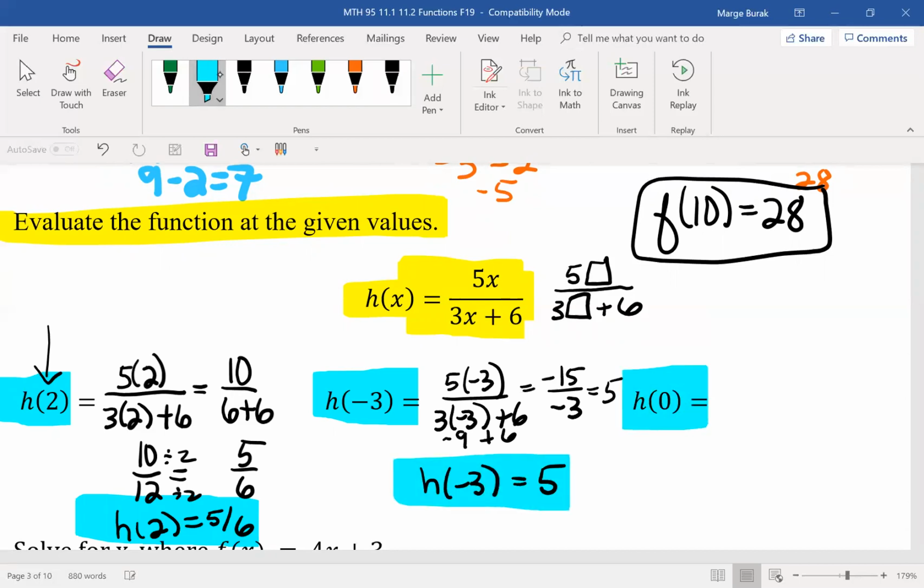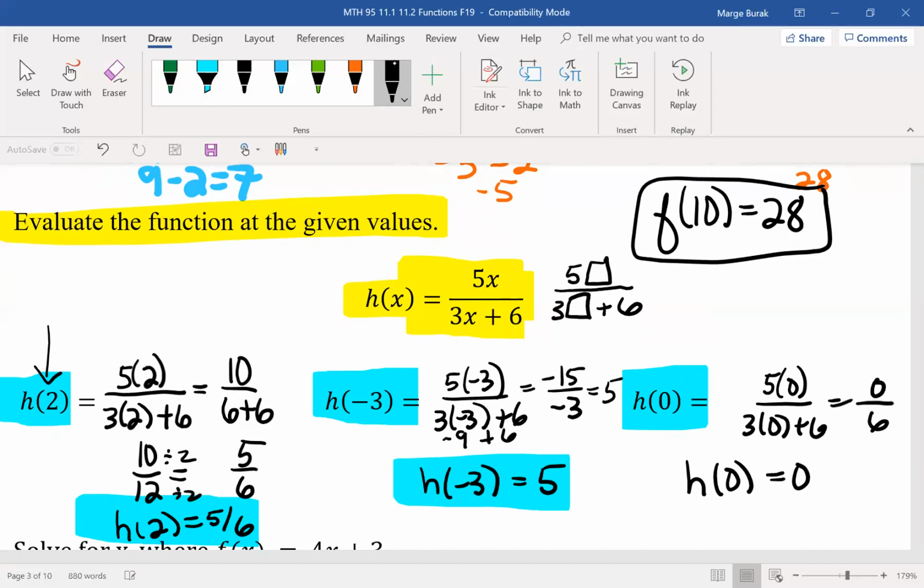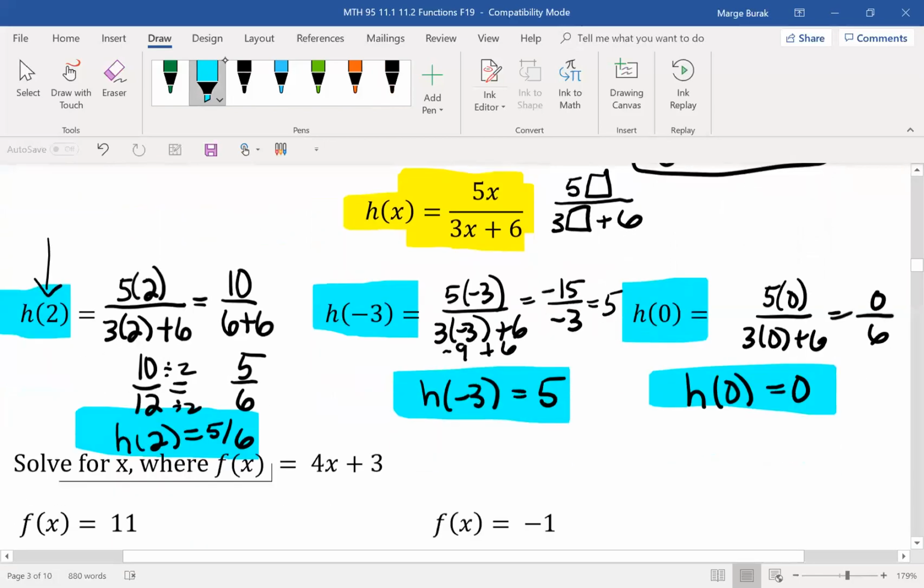And let's put in 0 into my function, which means I get 5 times 0 over 3 times... I like this one because I already know it's going to be 0 over 6. So h of 0 actually equals 0. Okay. And there's one more thing we need to be able to do besides evaluate the function.